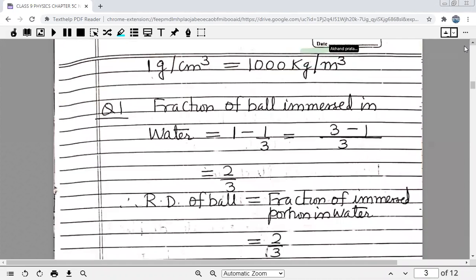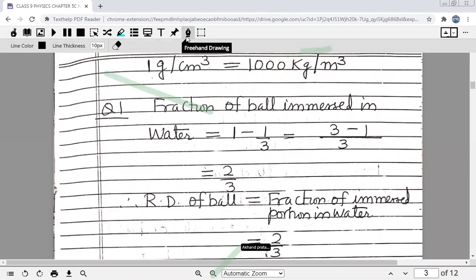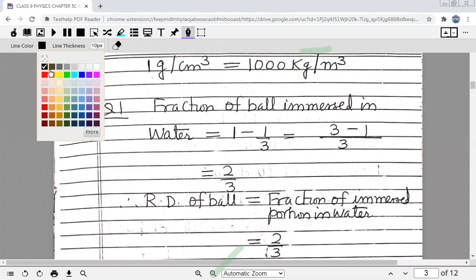One more thing you will remember: 1 gram per centimeter cube equals 1000 kg per meter cube. Akhand Pratap, what happened to you? I am going to remove you.